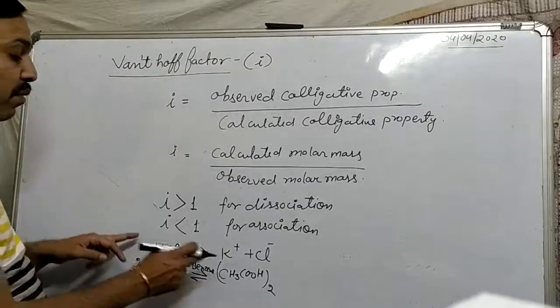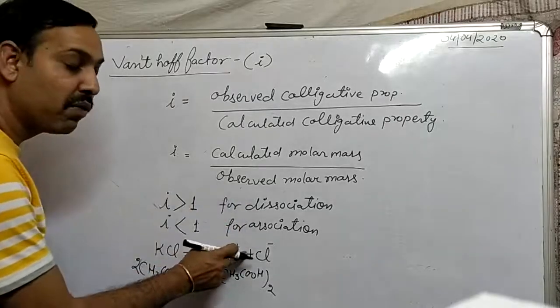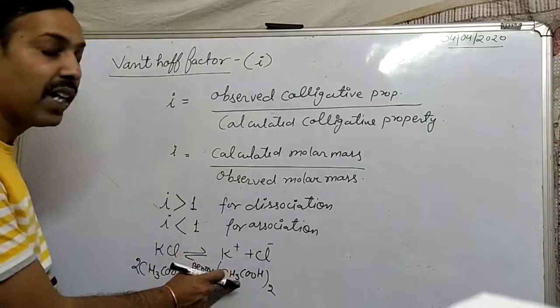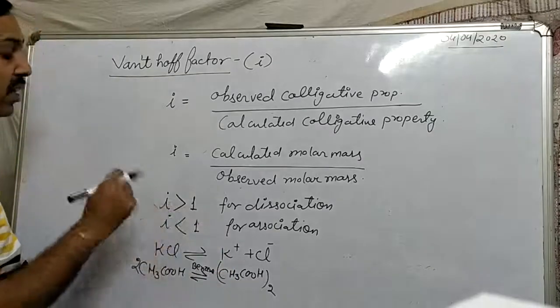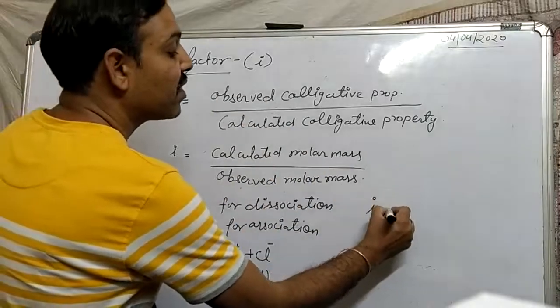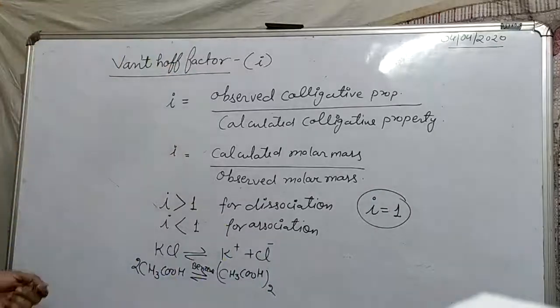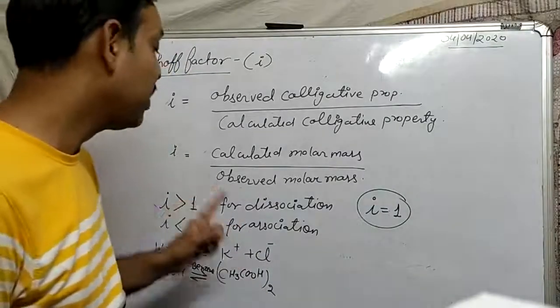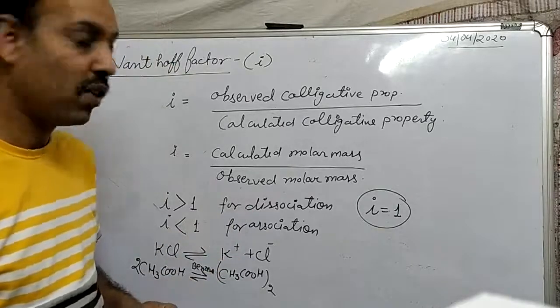So for dissociation the value of I is always more than 1, and for association the value of I is always less than 1. If I is equal to 1, not 0, I is equal to 1, it means there will be no association or no dissociation of the solute in the solvent.